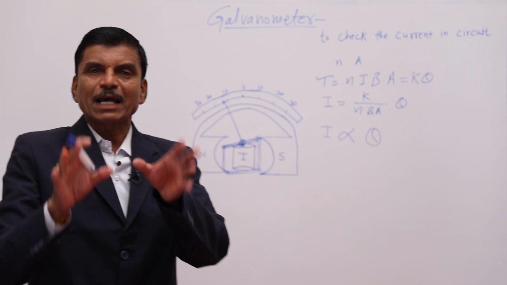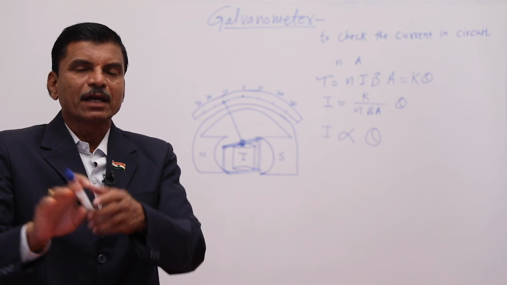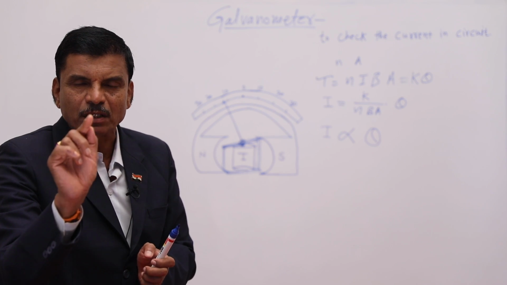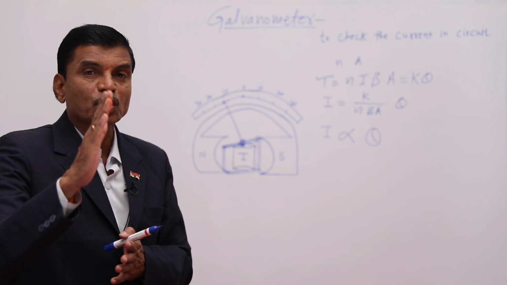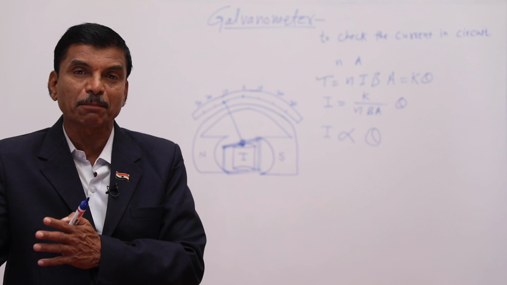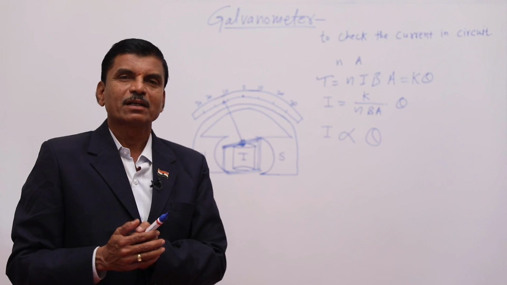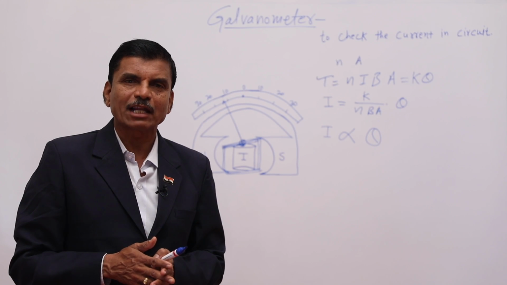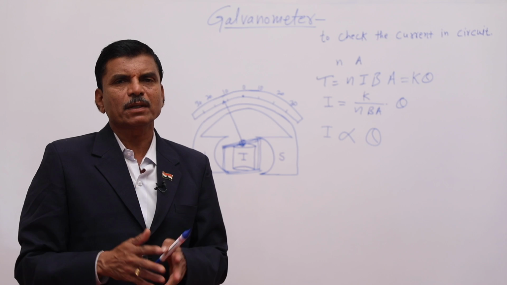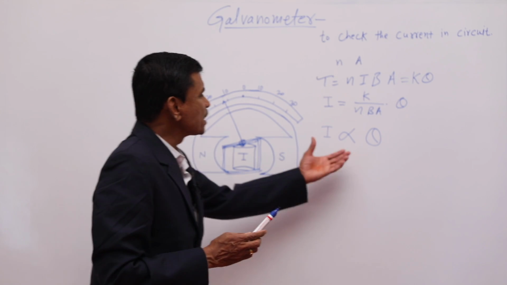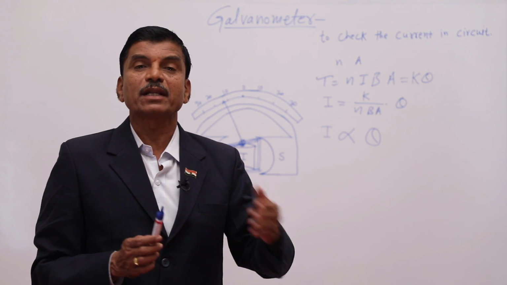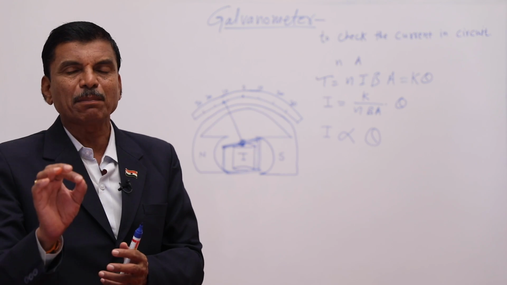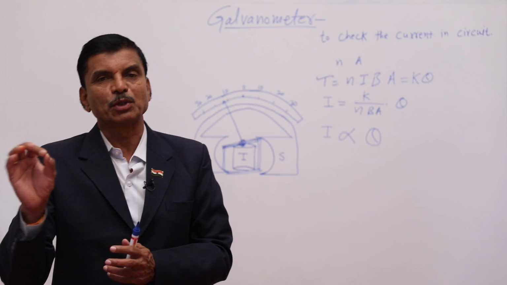That means if a galvanometer is connected in the circuit and it is showing very small deflection, what is our conclusion? Current is small. If it is showing large, out of scale deflection, what is our conclusion? Large current is flowing in the galvanometer. So that is the basic principle of the galvanometer. Current flowing in a galvanometer is directly proportional to the deflection produced.